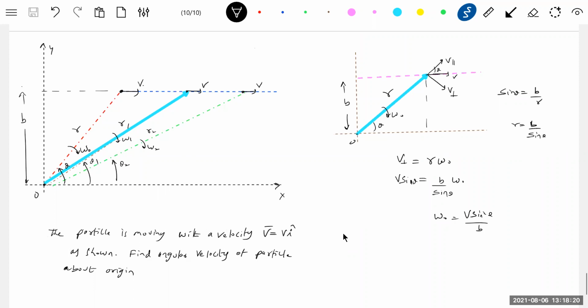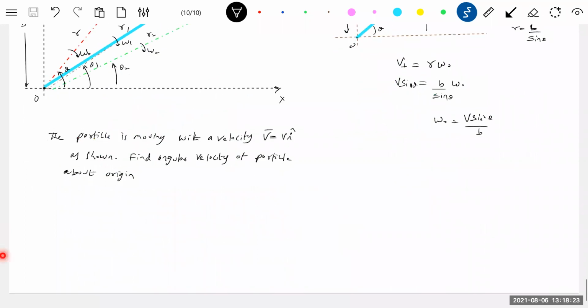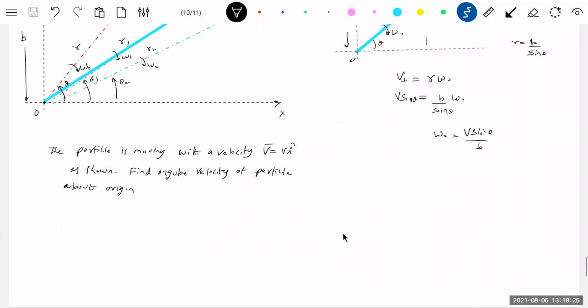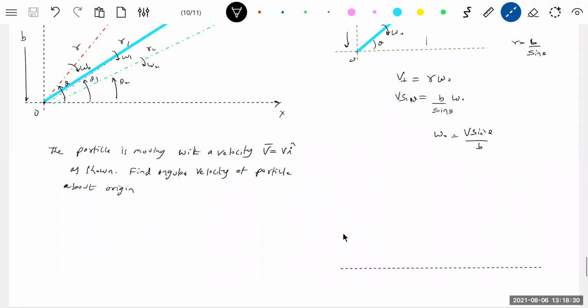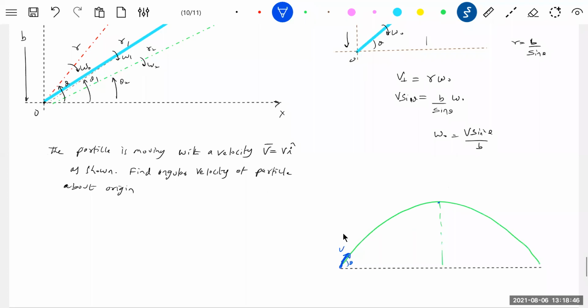I'll project a body at an angle theta with the horizontal. Just an idea, it's not that compulsory. The circular motion concept is very important. We have projected an object with a speed u at an angle theta. When it is at the highest point, I'm asking you what is the angular velocity of the projectile with respect to the point of projection.